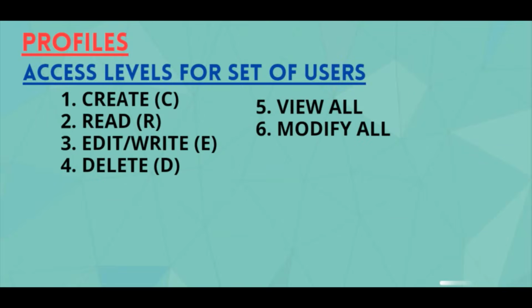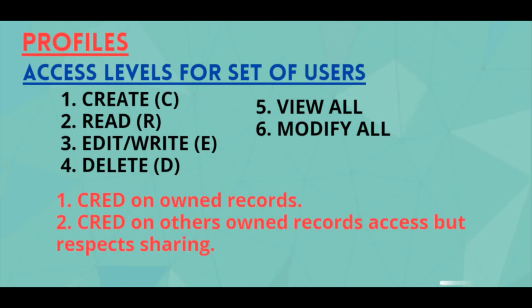Okay, now we'll talk about profiles. Profiles are basically the set of permissions on objects, applications, fields, record types, etc. And those permissions will be given to a set of users. OWD will give the permissions to all the users, but profiles is something which will give the access to a set of users. Speaking of profiles in the security model context, we have 6 different levels of access that it can provide to a user for a given object.